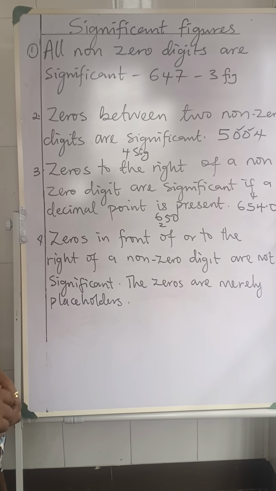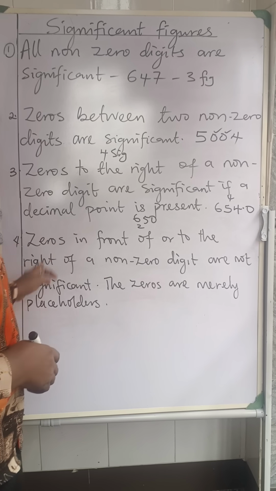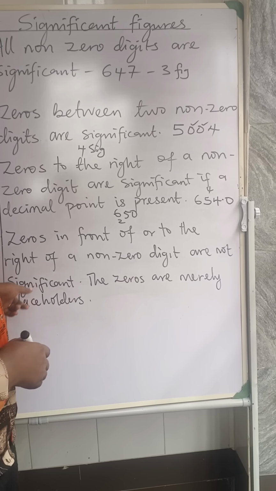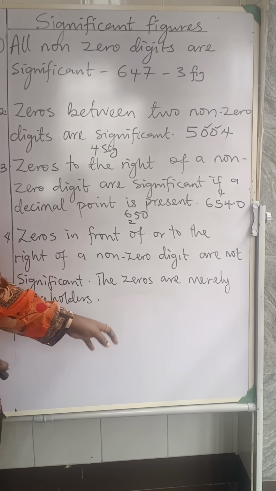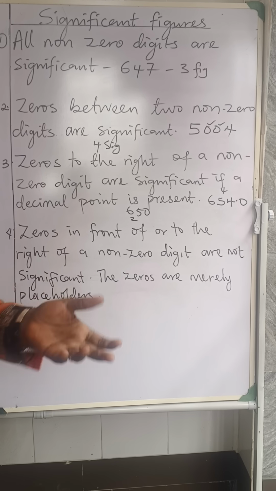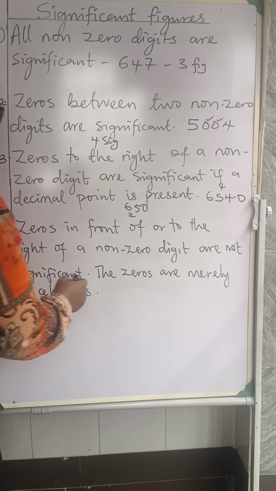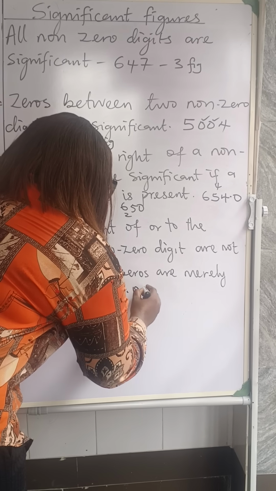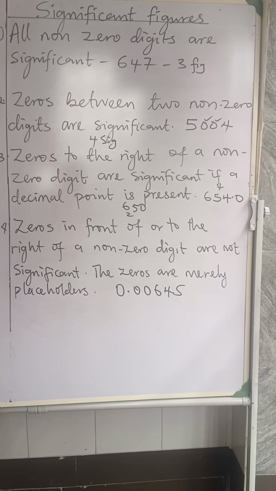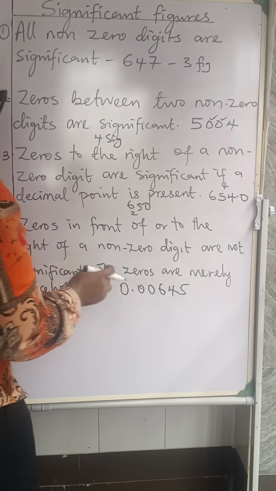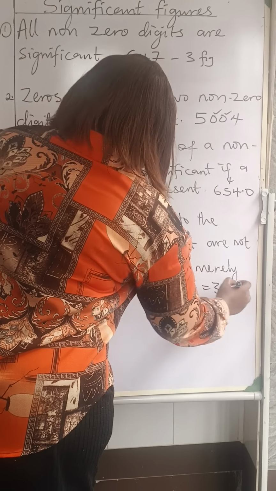Let's look at number 4. We have zeros in front of a non-zero digit are not significant. Therefore, those zeros are merely placeholders. They are just there. They are not significant. An example is 0.00645. How many significant figures are there? There are 3. 1, 2, 3.